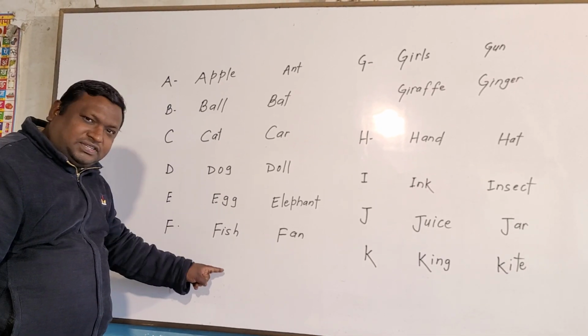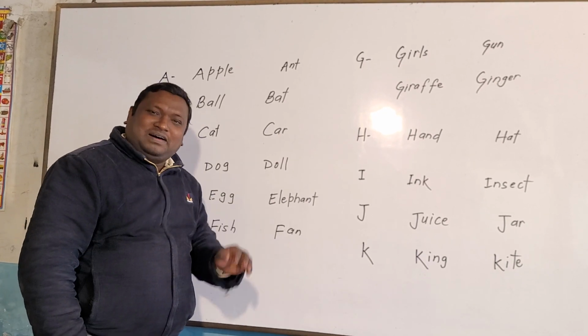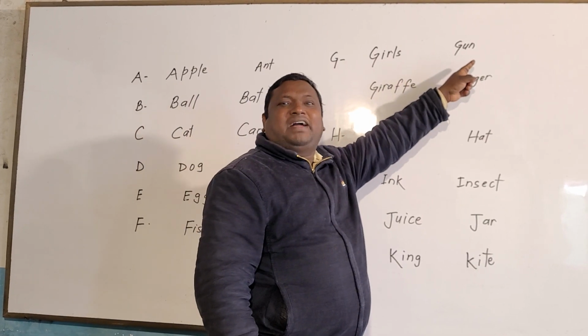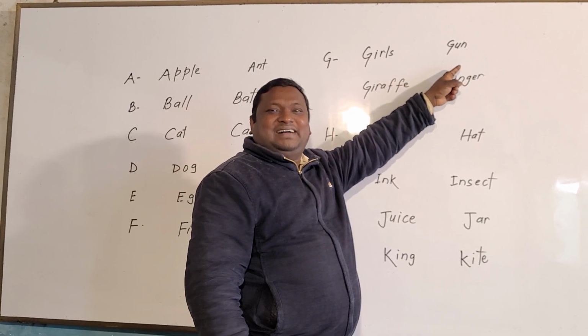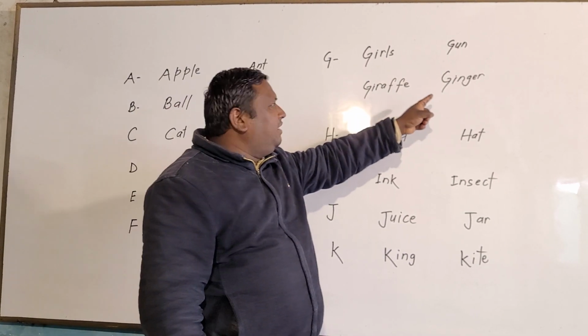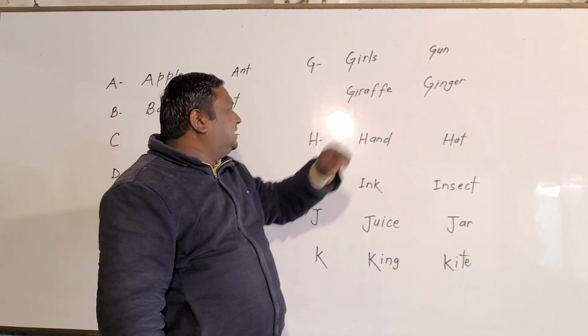F for fish and F for fan. F F F. G for girls and G for gun. G G G. G for giraffe and G for ginger. J J J.